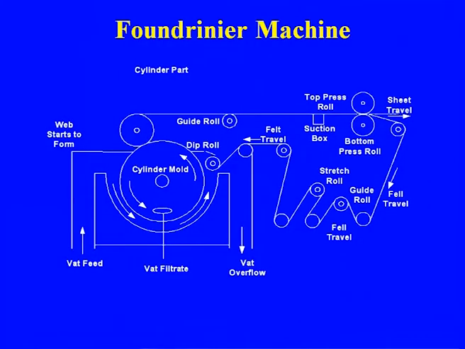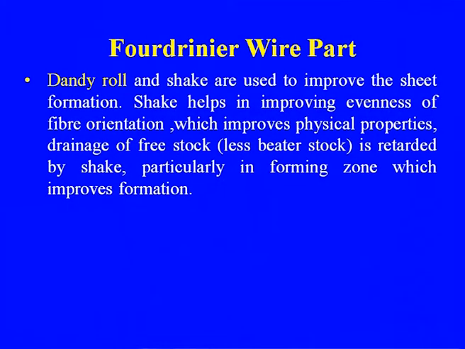This is the fourdrinier machine which I told you earlier, that combined fourdrinier and mold machines are there. I have already discussed the fourdrinier machine, but these are some of the other parts. Dandy rolls and shake are used to improve the sheet formation, because the removal of the water on the wire part is very important.